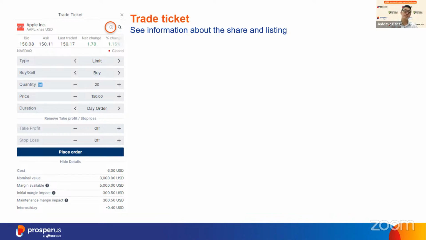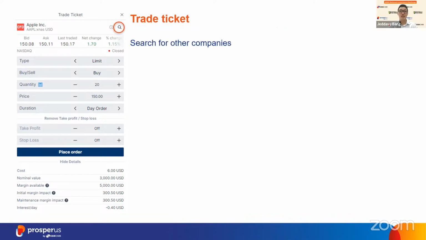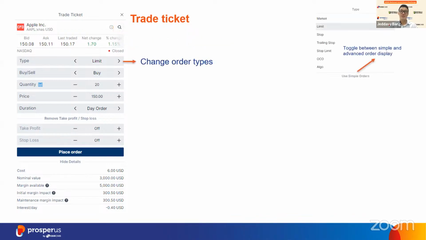But some of the very basic breakdown of this trade ticket is that you can see on the top right, there's an I button, again, to see the information about the share and the listing. You can search for other companies with this search button, so you can change what is shown on your trade ticket, okay? And let's say you want to change order types, you can actually just select from here. I'm not going to really explain what some of these order types are, but if you do have any questions on it, please do either search up, or you can always ask at the end of the session. I will not mind going through with you.